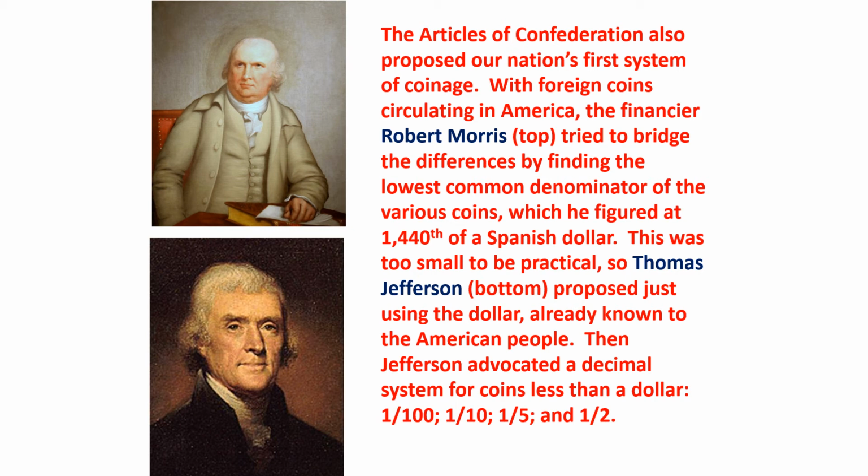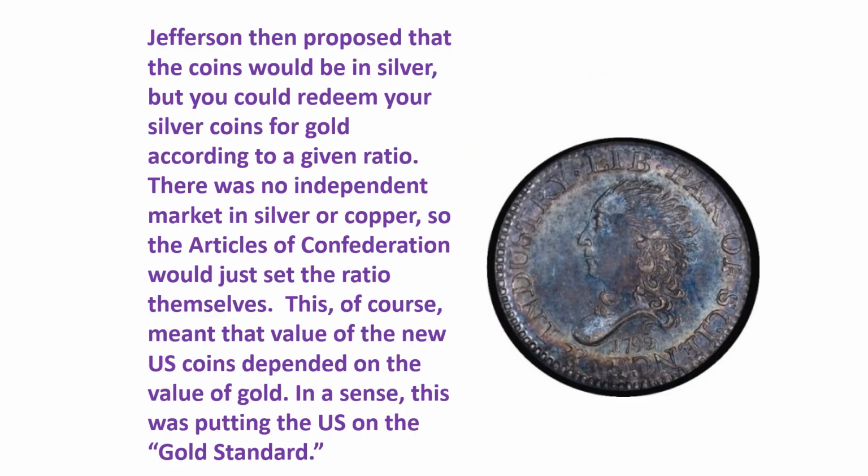Then Jefferson advocated a decimal system for coins less than $1. A coin for 1/100th of $1, a coin for 1/10, a coin for 1/5, and a coin for 1/2 of $1. Jefferson then proposed that these coins would be in silver, but you could redeem your silver coins for gold according to a given ratio, he said. There wasn't any independent market in silver or gold, so the Articles of Confederation would just set this ratio themselves. This, of course, by the way, meant that the value of the new U.S. coins depended on the value of gold, and at least in this sense, it was kind of putting the United States on what would later be termed a gold standard.